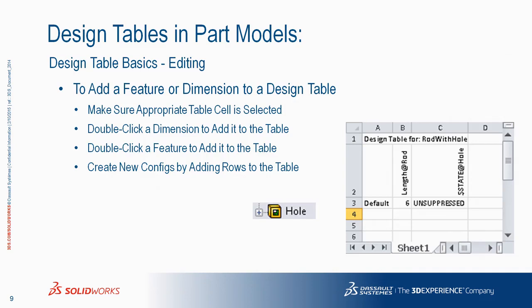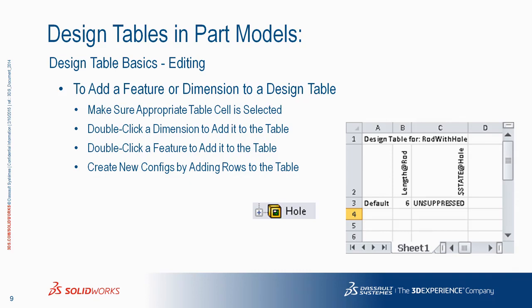Now, the basics for editing a design table. If we want to add a feature or a dimension to a design table, make sure the appropriate table cell is selected. You want to make sure you're in the right row, the right column. You got everything selected for when it goes in there. We can double click a dimension to add it to the table. We can double click a feature to add it to the table as well.